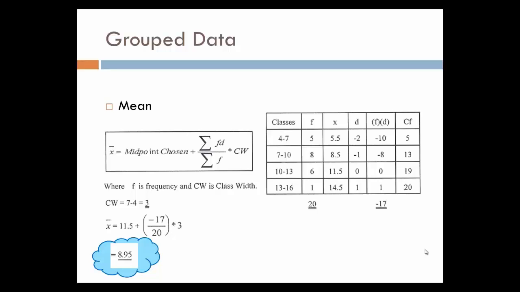Then after having this f and you have a column x, you may go and multiply f times x. So it will be 5 times 5.5, 8 times 8.5, 6 times 11.5, 1 times 14.5. You see, you are killing yourself. My method is very easy. You just pick a midpoint and set it equal to 0. And we explain fully in the class notebook how to do that.